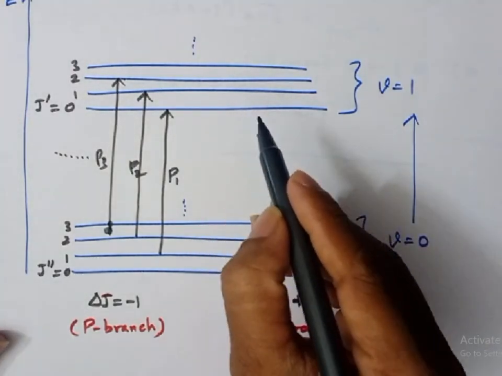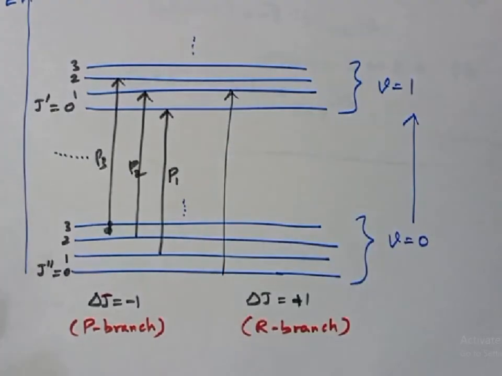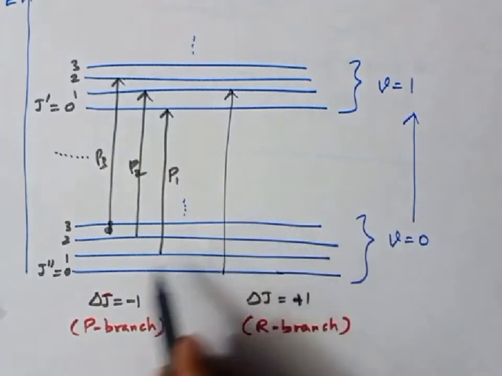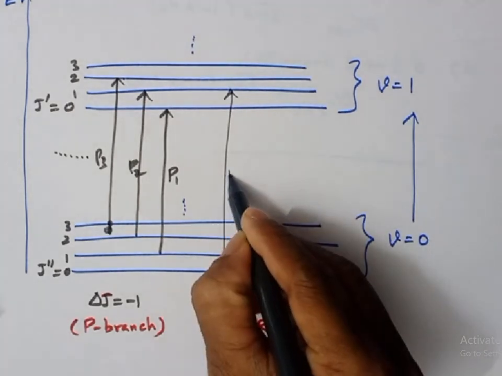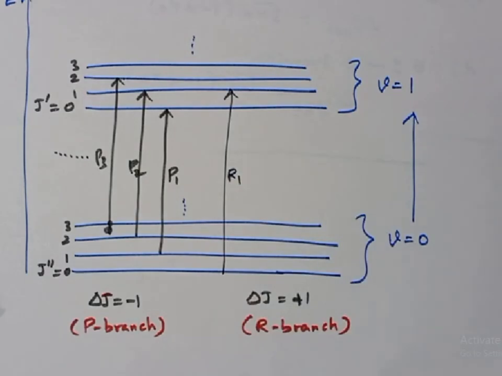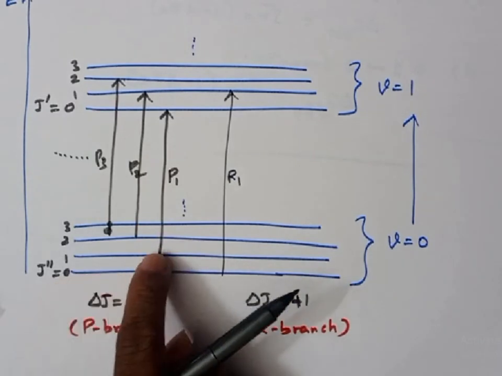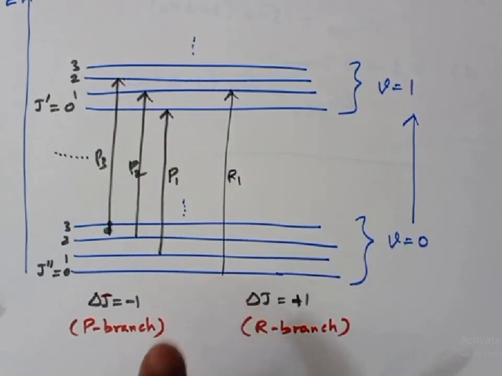0 to 1. Let me draw like this. What is the delta J for this? Can anyone tell me? Final state is 1, initial state is 0. 1 minus 0 is plus 1. So this is the first R branch line. The point that you have to note here is the first P branch line starts from J double prime 1, whereas the first R branch line starts from J double prime 0.